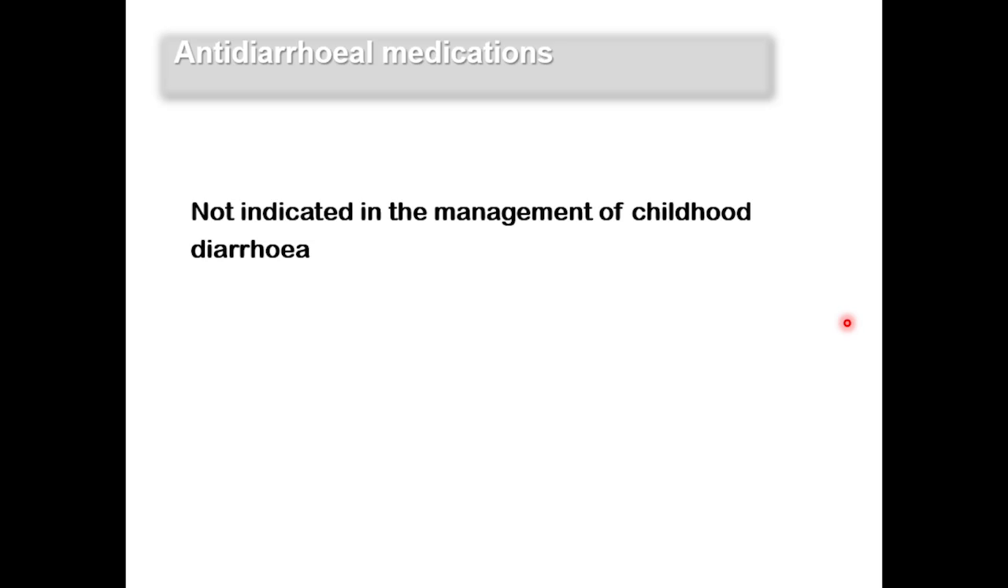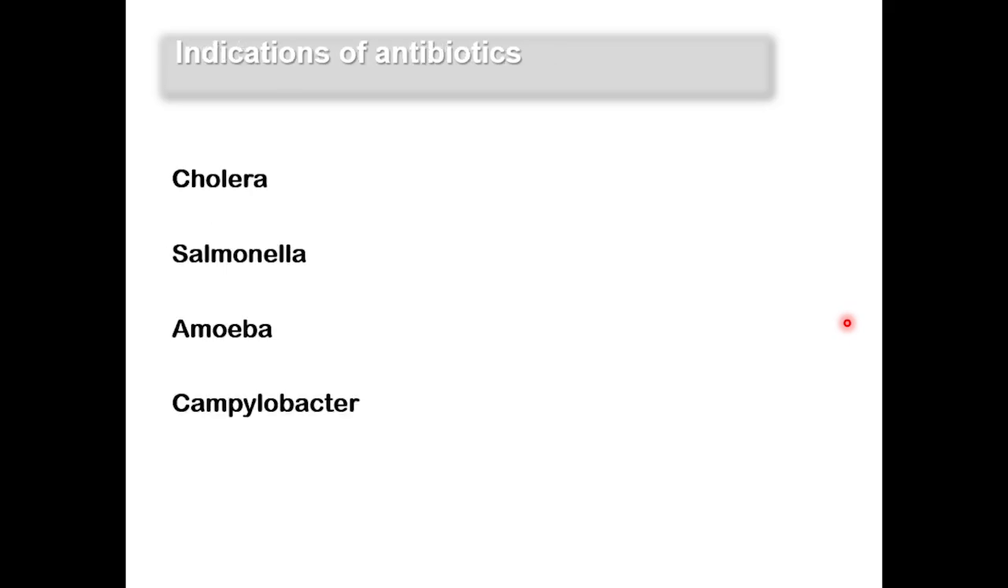Antidiarrheal medications, like loperamide, are not indicated in the management of childhood diarrhea. What are the indications for antibiotics in diarrhea? Very few, and in these you have to give them: cholera, salmonella, amoeba, and campylobacter. You have to give antibiotics, but it is not common in your primary care setup. In primary care, all diarrheas are viral diarrheas and self-limiting bacterial diarrheas.